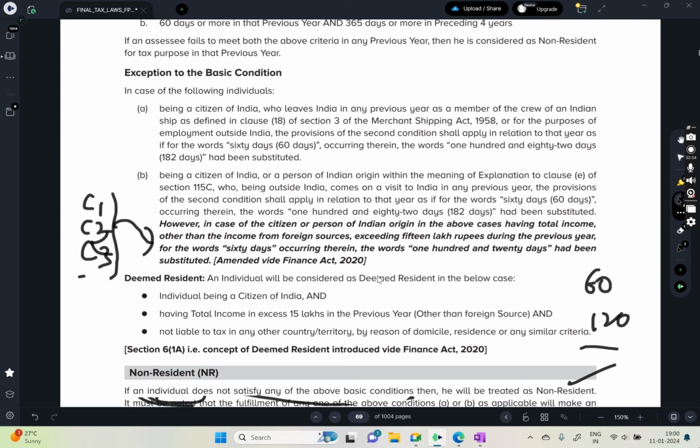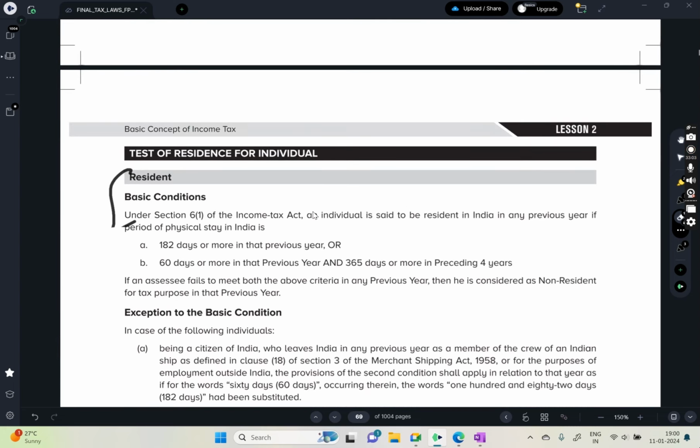I have already given it in note format, right? So whenever you're reading the question, first apply the special provision. Check, is he an Indian citizen? Yes or no? If the condition is satisfied, then go to condition 2, right? Is he visiting India during the previous year? Check, yes or no? If yes, go to condition 3. If he satisfies all, then apply the special provisions, right? If not, go to the basic provisions.